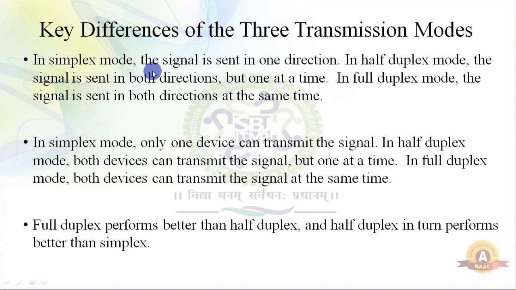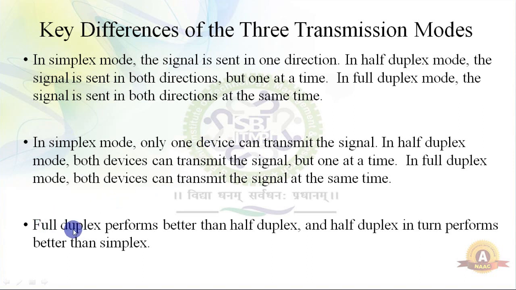So in these three we are comparing. After that, in simplex mode, only one device can transmit the signals. In half duplex mode, both devices can transmit the signal, but one at a time. In full duplex mode, both devices can transmit the signal at the same time. So this is sending the same data from one place to another place, and how devices send the data with the help of these three different modes, simplex, half duplex and full duplex.